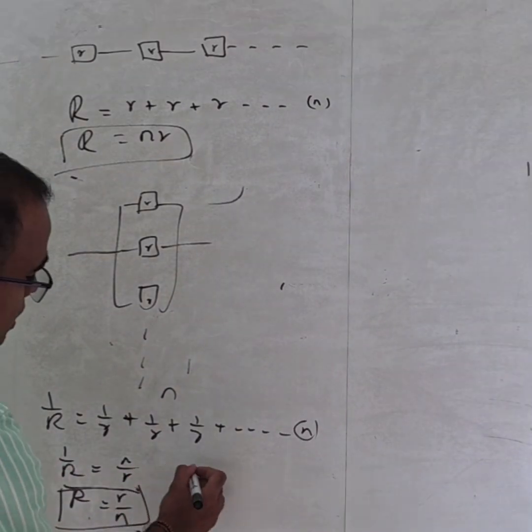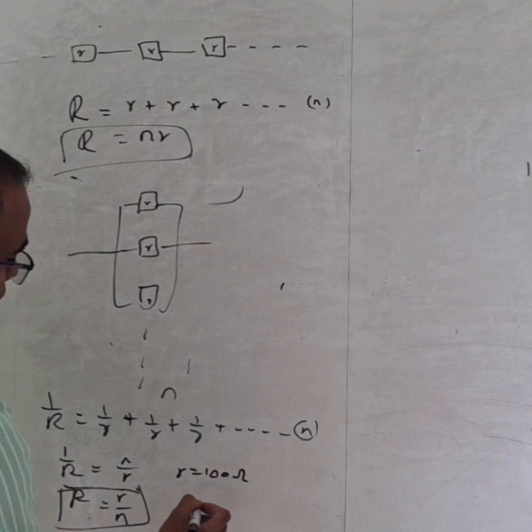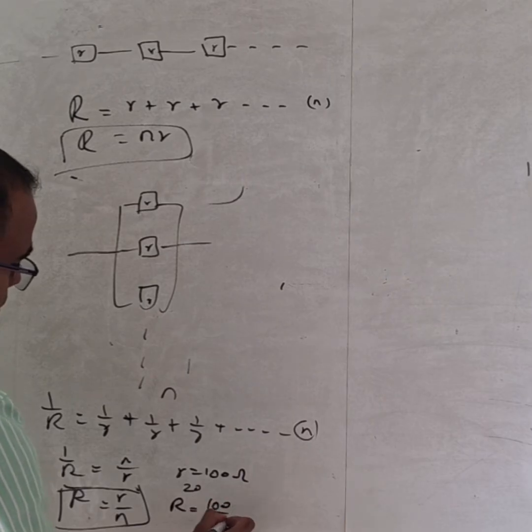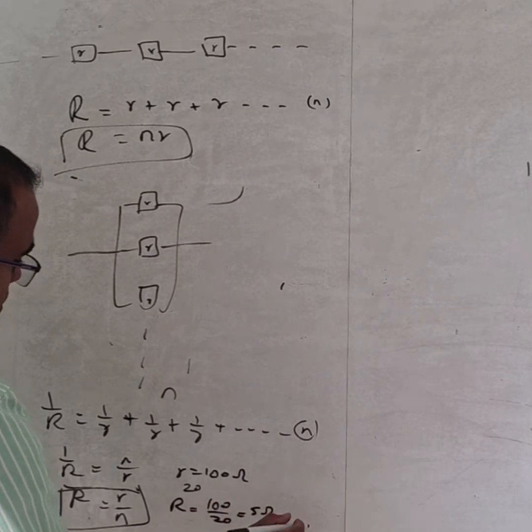If I say r is equal to 100 ohms, and we have 20 of them, then the resultant resistance will be 100 divided by 20, which is 5 ohms.